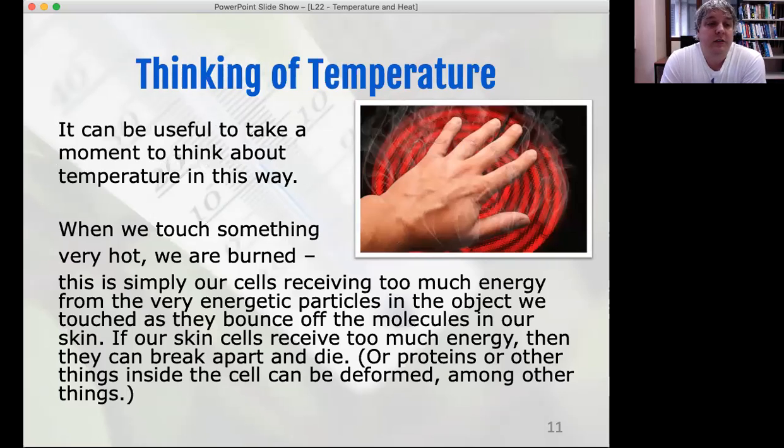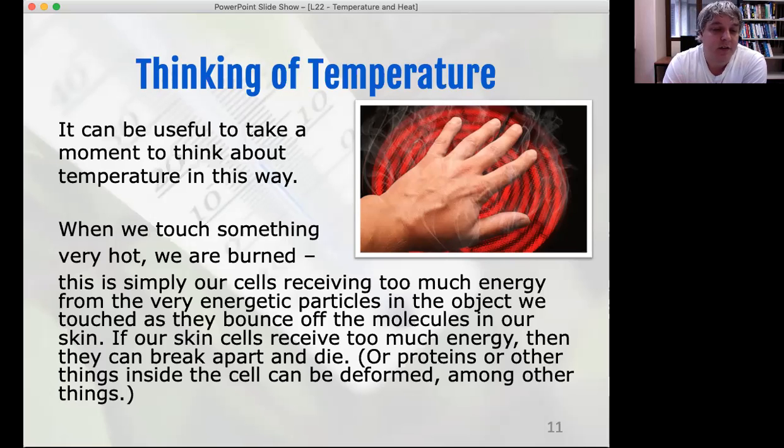When we touch something hot, we're burned. This is simply our cells receiving too much energy from the very energetic particles in that object. So you put your hand on a stove element, please don't actually do that. But if you were to do that, then the particles in the stove element are going to be bouncing around very quickly. Remember, they're in a solid, so their version of kinetic energy is just moving around on the spot, but it's still kinetic energy. And if you put your hand on top of that, then the ones on the surface are going to bounce into your cells, into the atoms making up your hand, and they will receive too much energy and they will burn. They can break apart or die, and that's what burning is.